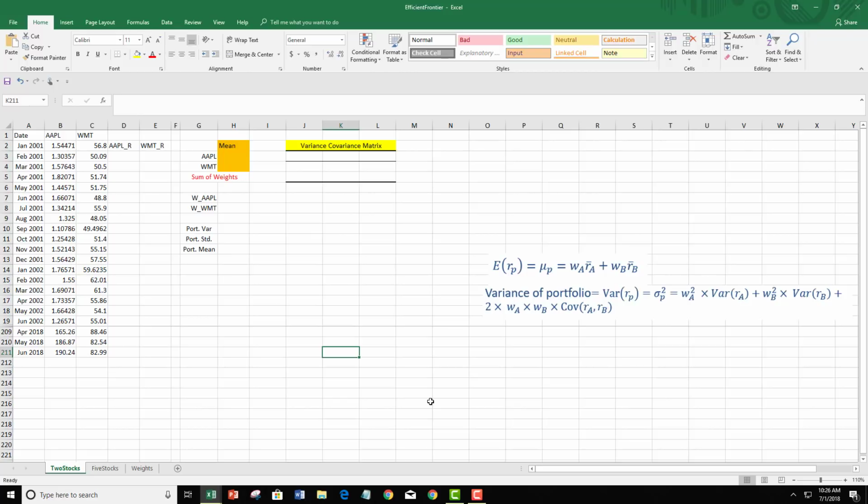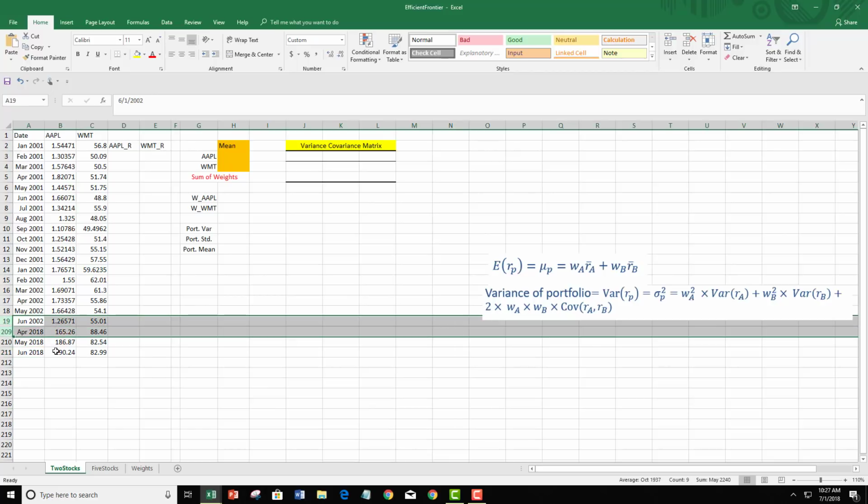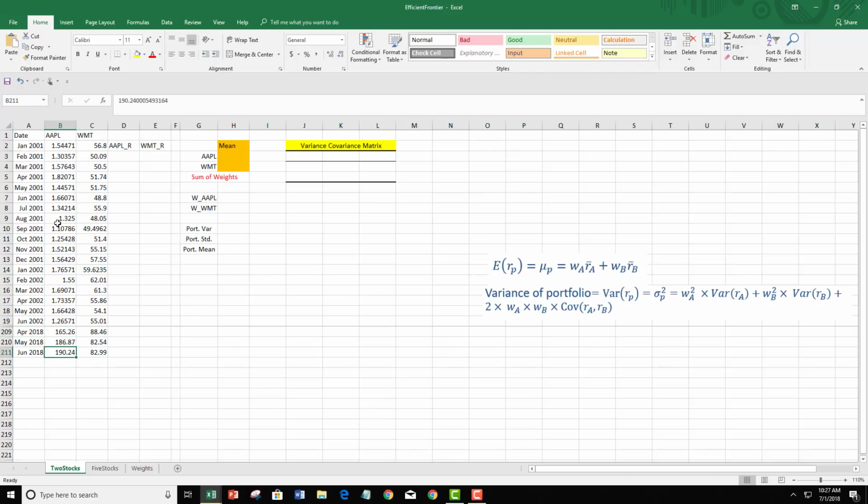So to begin with, I have an Excel file, and that Excel file has historical monthly stock prices for Apple and Walmart, and the price series runs from January 2001 to June 2018. I have hidden a few rows here so that I can show you the entire data and also record the screen.